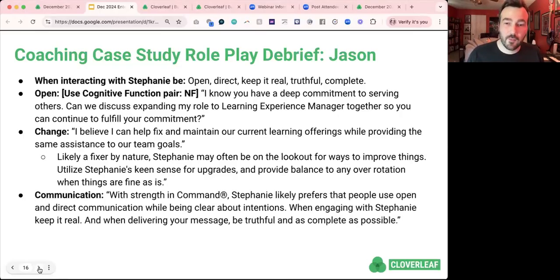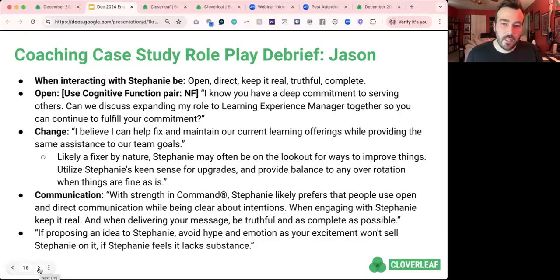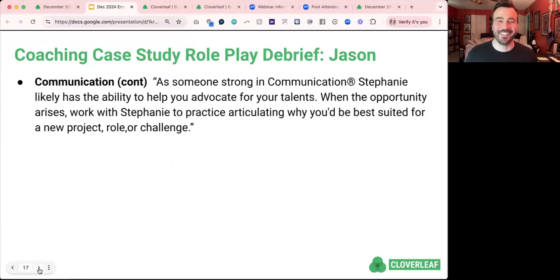And then same with communication. So trying to be direct and clear, trying to keep it real, and trying to be my whole truthful self. And I tried to get a little excited about it, but I didn't want to overplay my excitement because I think Stephanie and I are alike in that if you oversell me on the emotion, I'm probably going to tune it out. But I did want to at least tell Stephanie, hey, I am passionate about this. I am excited. So hopefully I treaded that line well.